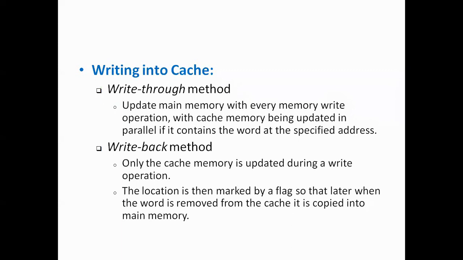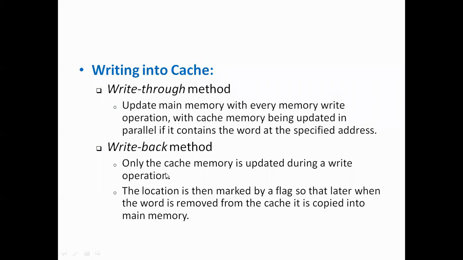So it depends whether the data has a copy in cache or not. And if there is a copy in cache, then the writing will be done at both places, in cache as well as in the RAM, in the main memory. So this is called a write through. We are writing through both simultaneously. There is another, write back method.